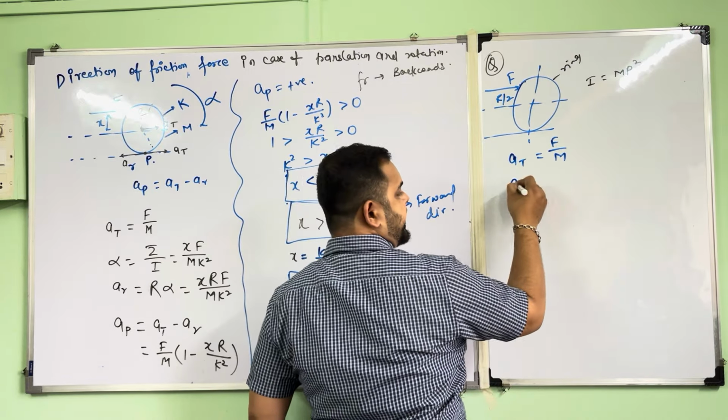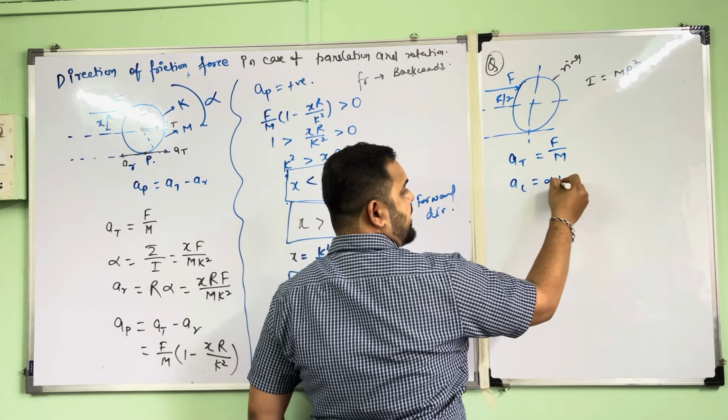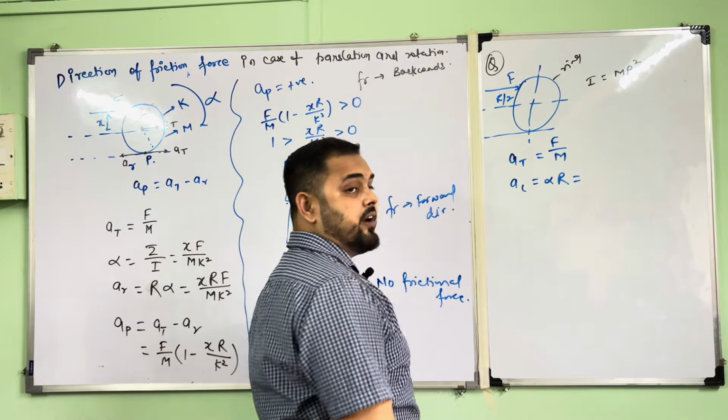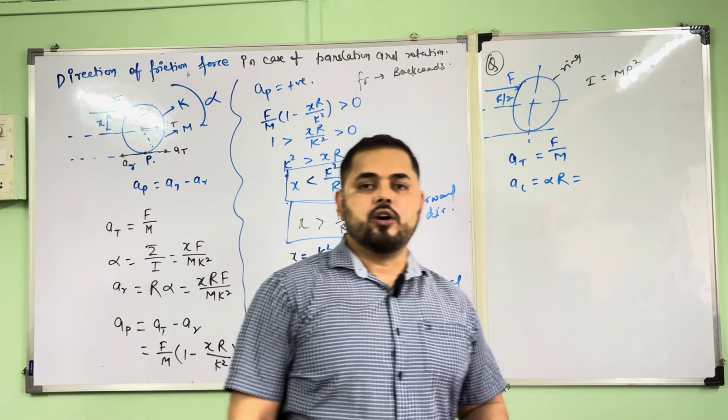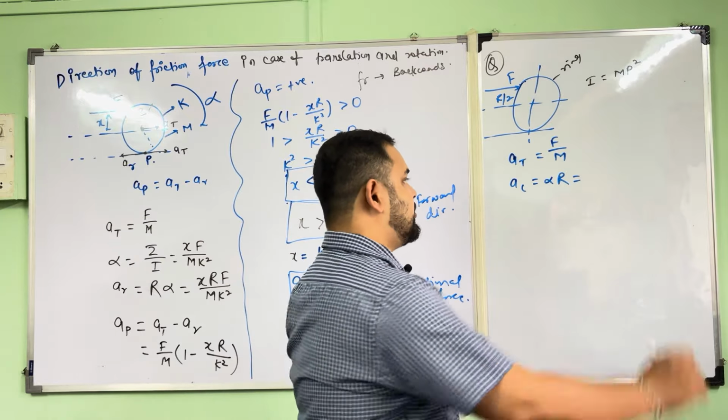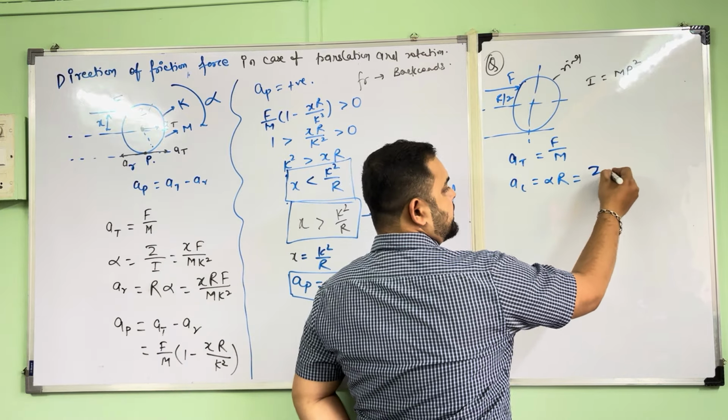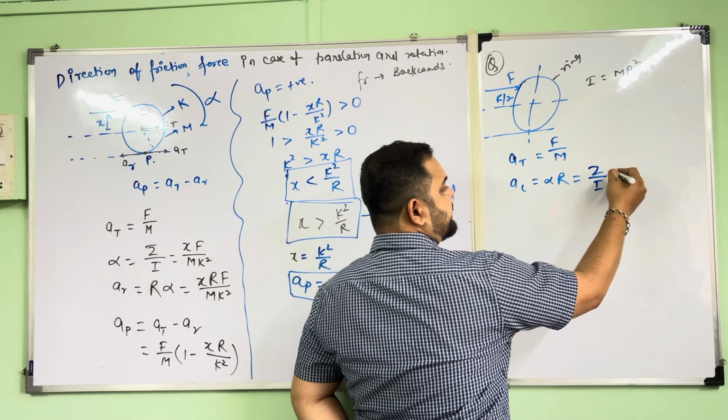Okay, then find AC. AC is what? Alpha into R. So what is alpha? Alpha is tau divided by I, that is torque divided by moment of inertia. So torque, what is torque? So it is torque divided by I, that is moment of inertia, into R.